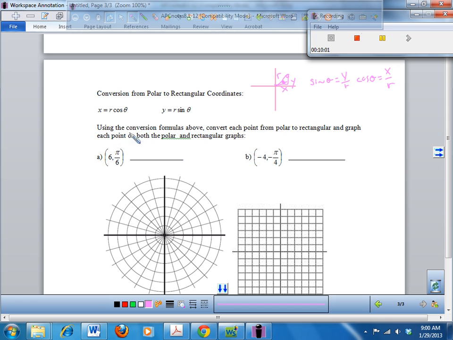So this says use a conversion formula to convert each point to rectangular, and graph both polar and rectangularly. Okay. So 6, pi over 6: x is going to be r cosine pi over 6, and y is going to be 6 sine pi over 6. Then you have to know your unit circle a little bit. This is 6. Anyone remember what the cosine of pi over 6 is?